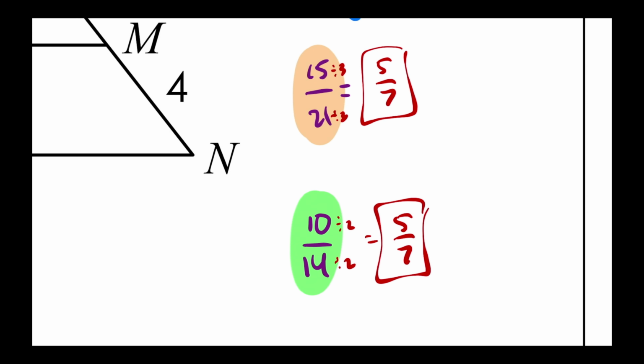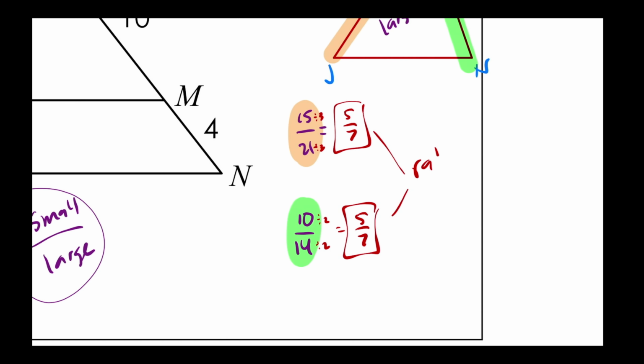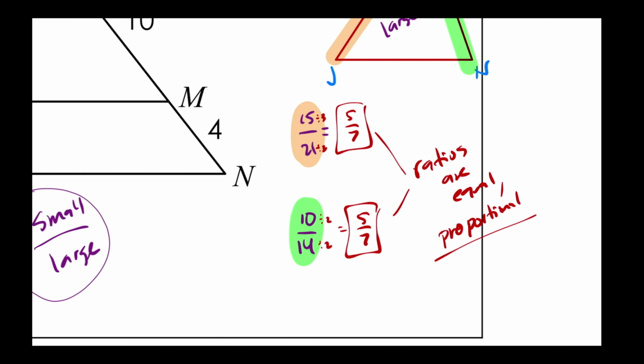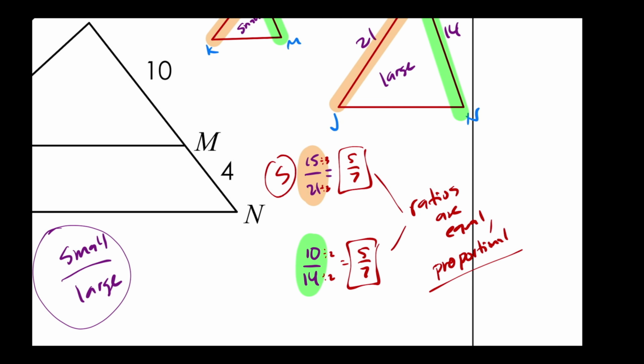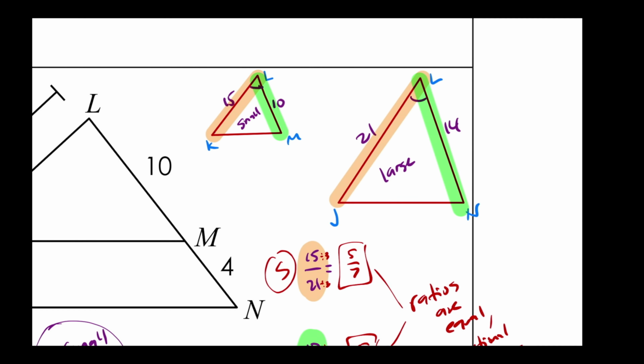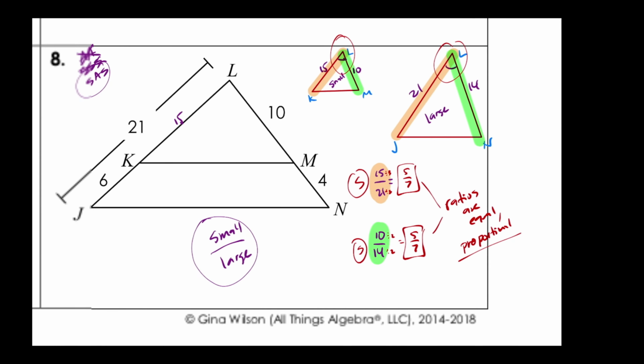Ooh, look what we got. These two ratios are equal. So if the ratios are equal, we can say they are proportional, right? So we have a pair of sides that are proportional, and we have the angle in between them. So we can say yes.